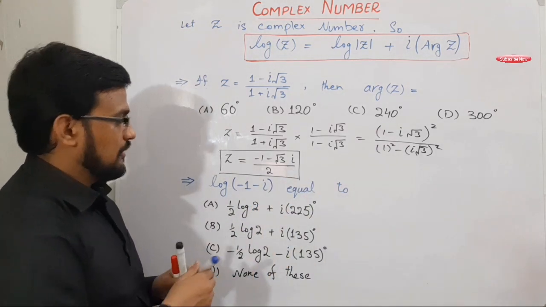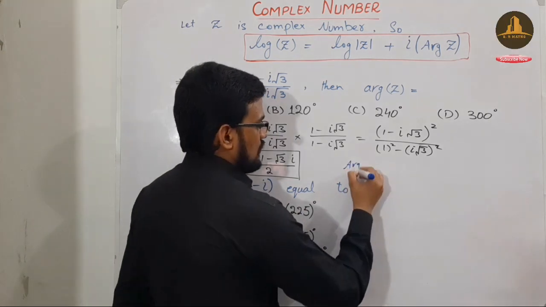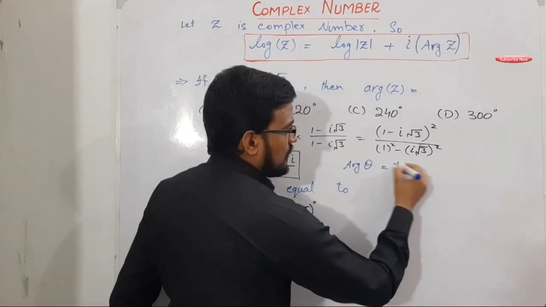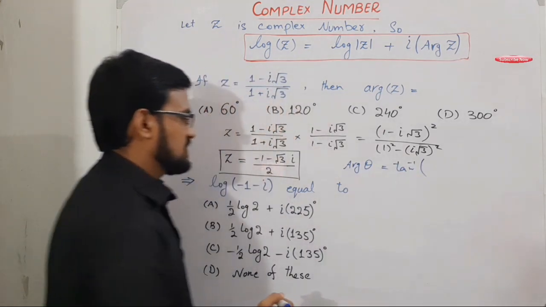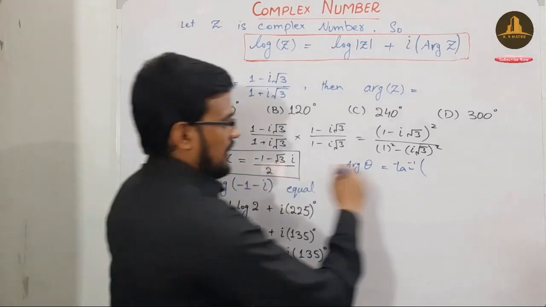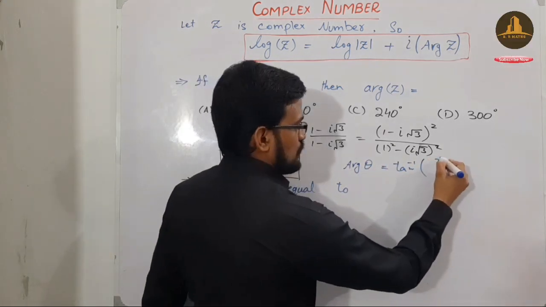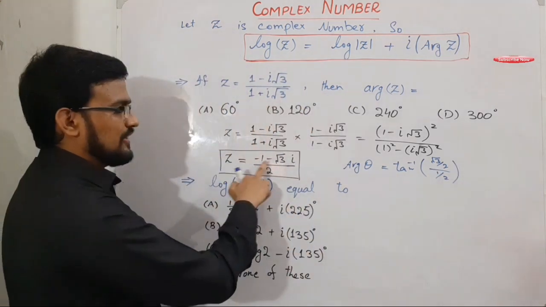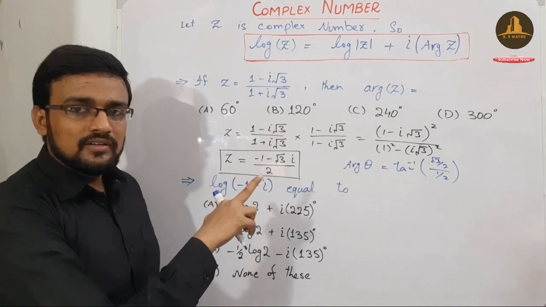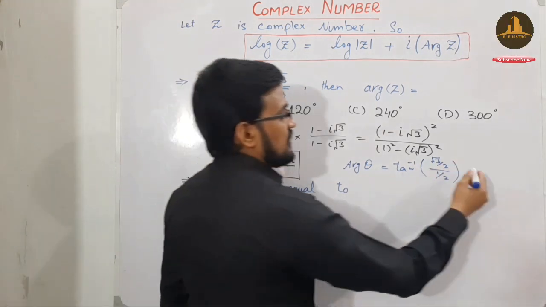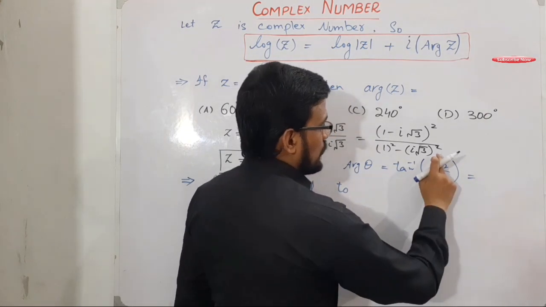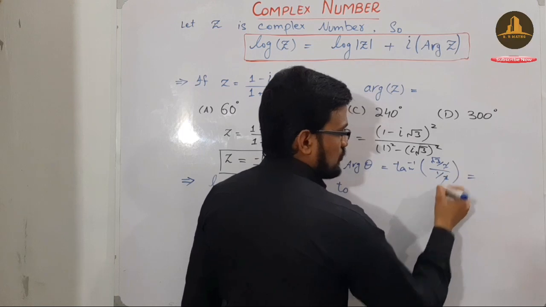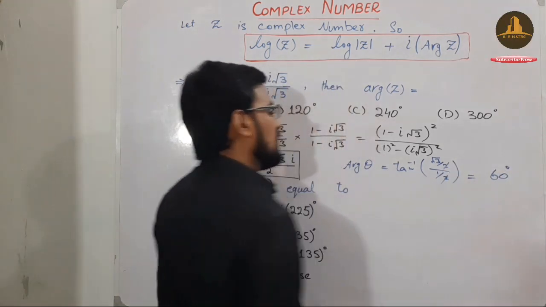For the argument, in the previous lecture I studied that it is tan inverse of y over x, imaginary over real. Here imaginary is square root 3 over 2 and real is 1 over 2, both with negative sign. It means the third quadrant. The tan inverse gives square root 3, which means a 60-degree angle, because 2 cancels with 2.